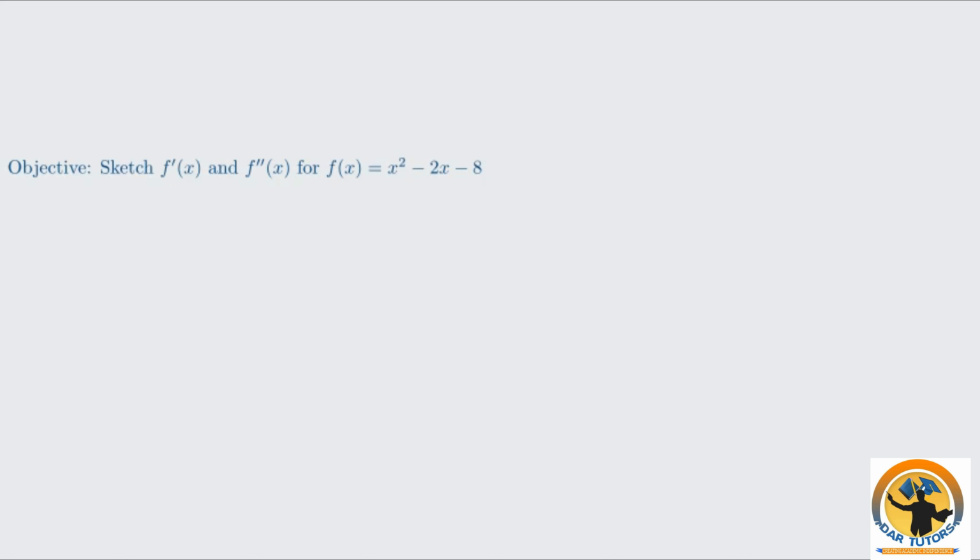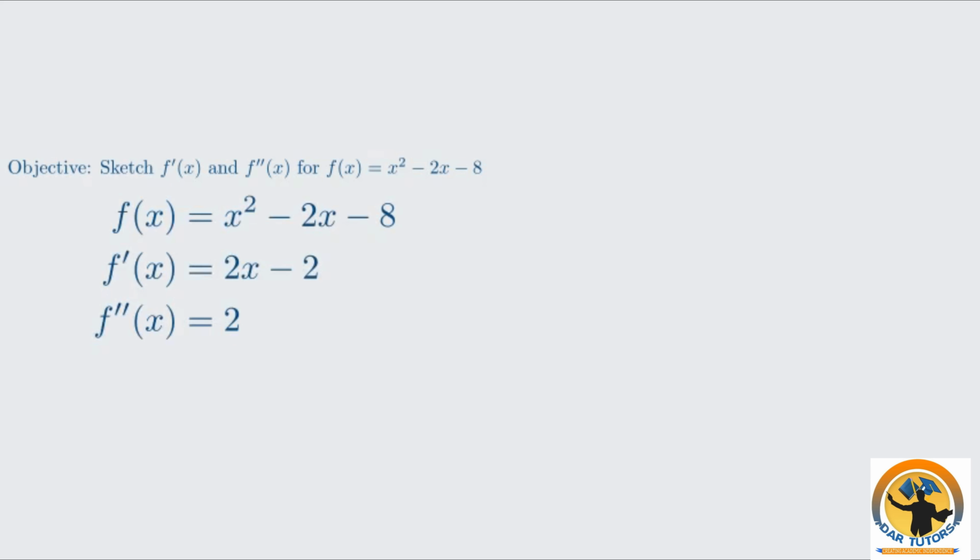First, let's find the derivatives. The first derivative, f prime of x, is 2x minus 2. The second derivative, f double prime of x, is 2. Now let's analyze the original function f of x. This is a parabola opening upwards. Its roots are at x equals -2 and x equals 4. The vertex, which is a local minimum, is at x equals 1.